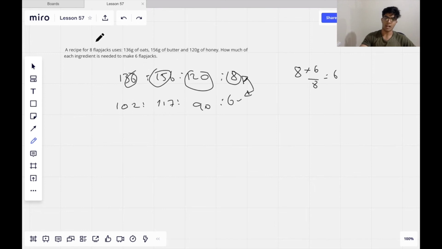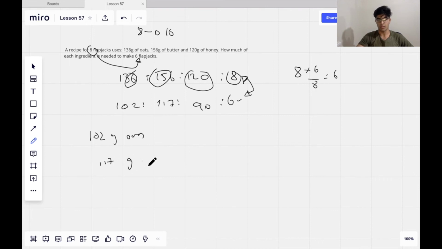So again, quick recap. You think about how to get from this number to the number you need. Think about what fraction you multiply by, or what number perhaps. If you want to go from 8 to 16, if we were doubling the recipe, we times by 2. But in this case, just think about what fraction or number you multiply to get from the number you have to the number you need, and apply that same to all of the other numbers. And we've got that here. You'd list this out: 102 grams of oats, 117 grams of butter, and so forth.